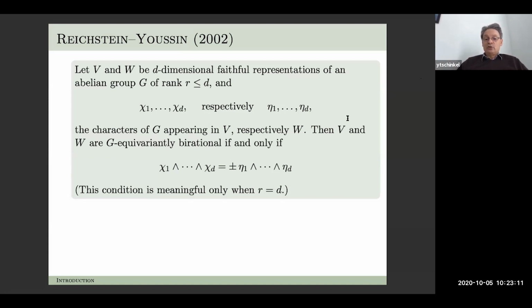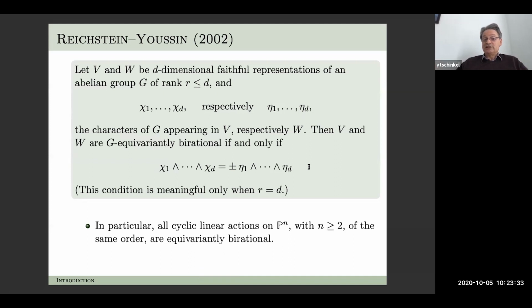So this condition is only meaningful when the rank of the abelian group is equal to the dimension. If it's bigger than the dimension, it's not faithful. Even if it's smaller than the dimension, then you're finding 0 equals to 0. And indeed, in this case, the representations are equivariantly birational. So in particular, cyclic linear actions on Pn with n bigger or equal than 2 are all equivariantly birational.